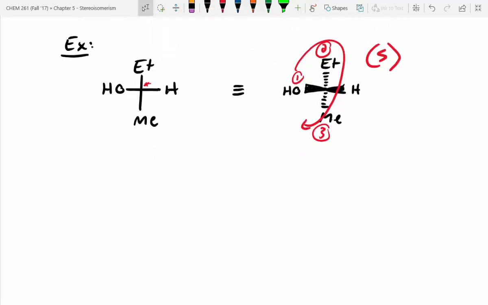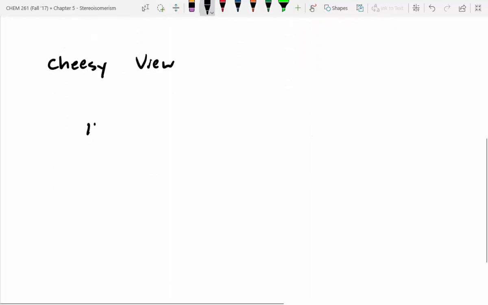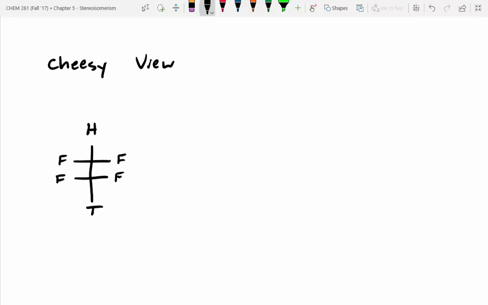The cheesy view I like to do is this, where I have H and T, and then I've got 2 crossbars through them. And then I have F, F, F, F. This is my cat tummy view. It's a little bit cheesy, right? So H is the head, T is the tail. Your cat's on its back with all 4 feet pointed out towards you.